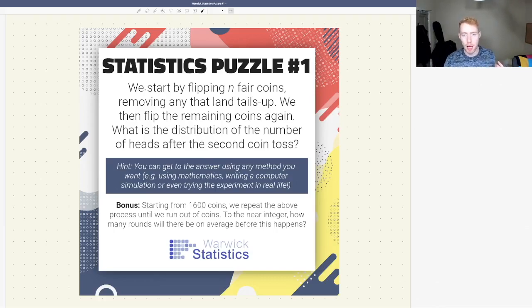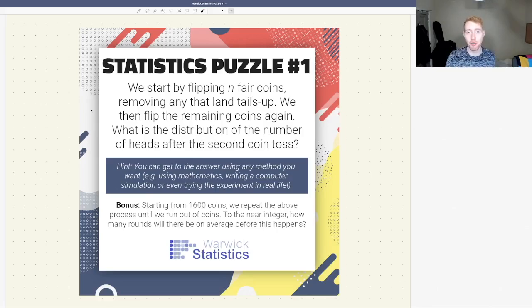So we have n fair coins and we flip all of those and we remove any of those that land tails up. So we only have the ones left that were heads. We then take all of those heads and we flip those coins once more and count how many heads we have after that second toss. And we want to know what is the distribution of the number of heads we get after that second toss.